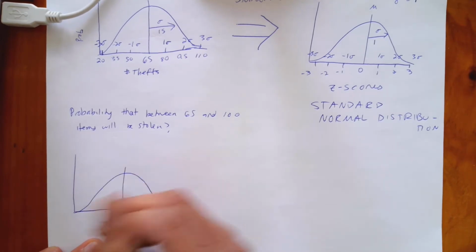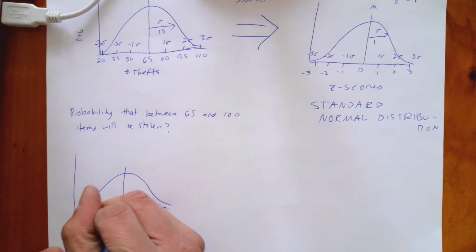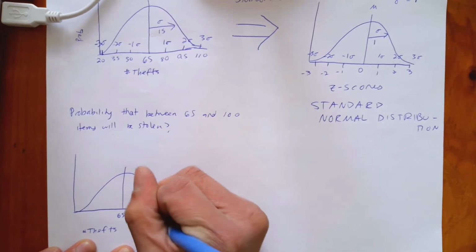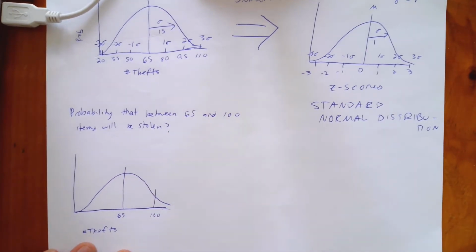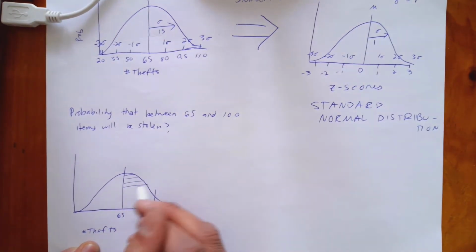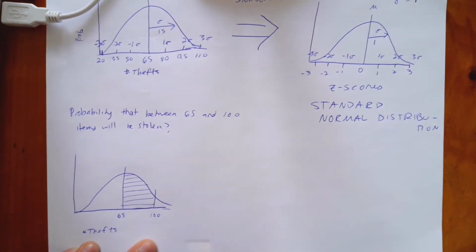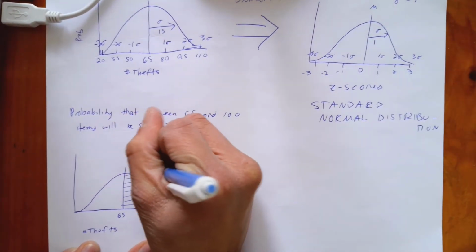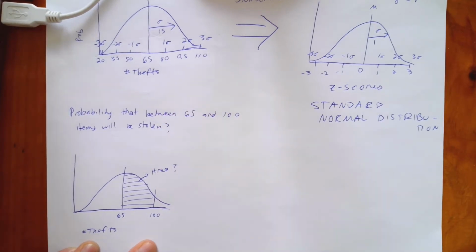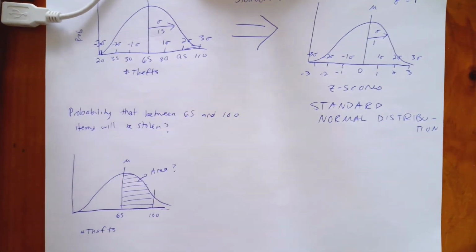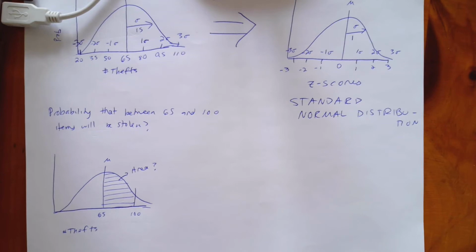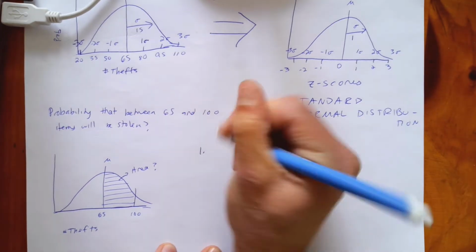So right now, we're thinking about number of thefts, and we want to know the probability that between 65 and 100 items will be stolen. If we're thinking about probability and area under the curve, what we're looking for then is the area under the curve between 65 and 100, because this area is going to correspond to the probability that between 65 and 100 items will be stolen. So in order to find this probability, our first step is going to be to convert everything to z-scores.